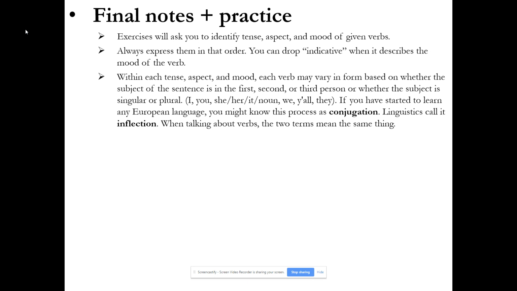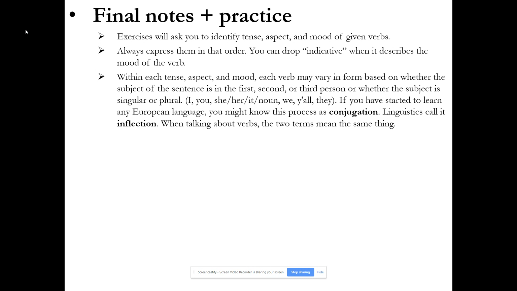Verbs also change based on the subject, right? Whether the subject is first person, second person, or third person: first person I, second person you, third person he, she, it, or any single noun. We is also first person, but plural. Y'all is this second person plural form that some people don't think is necessarily correct. And then they, third person plural, right?